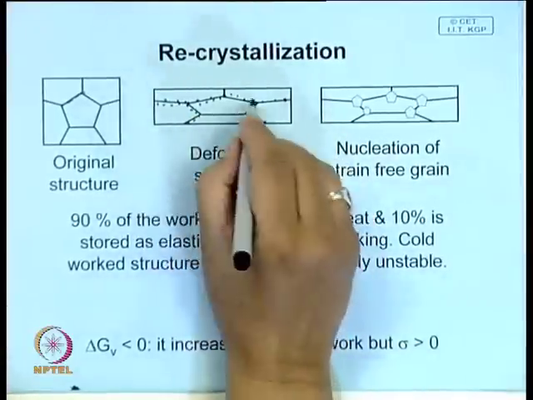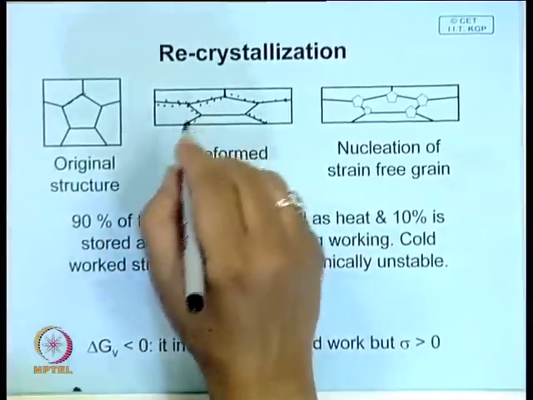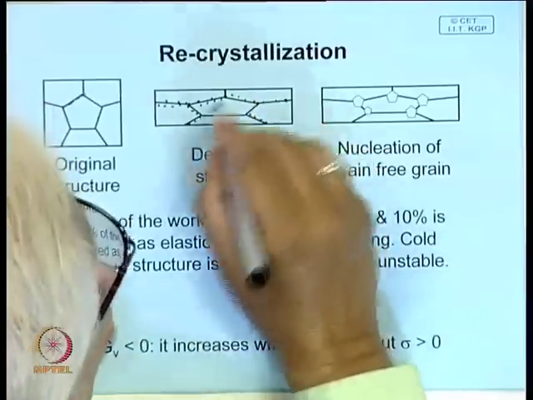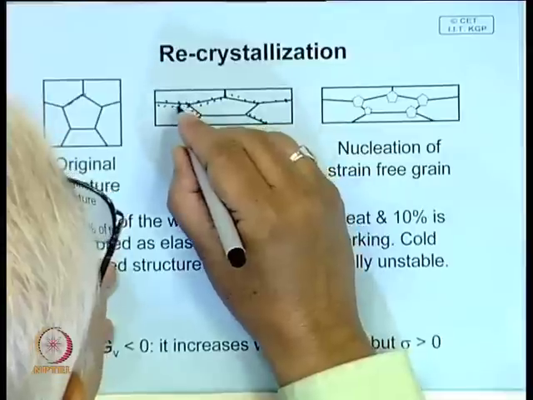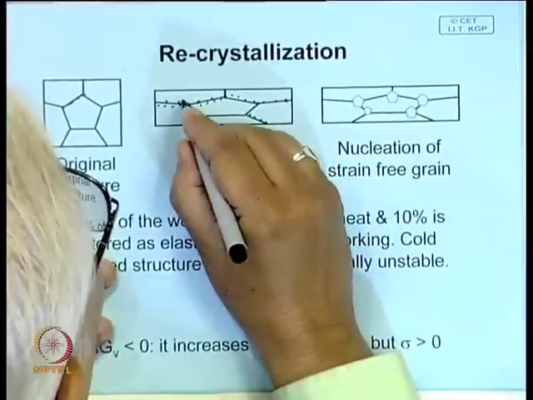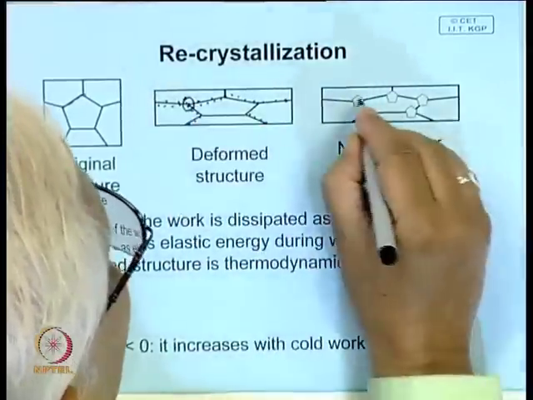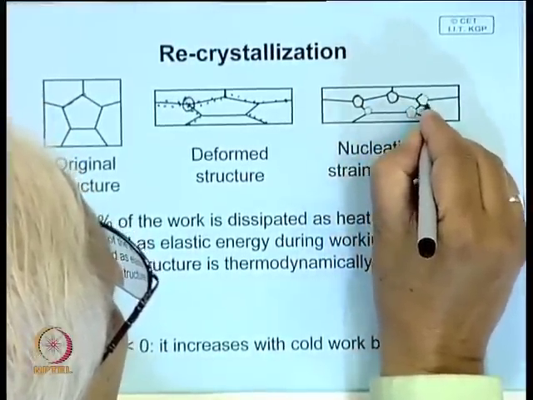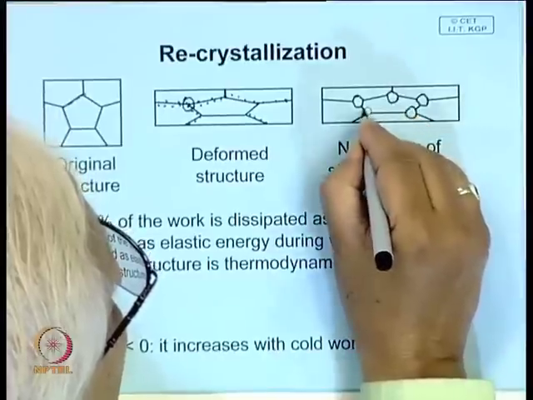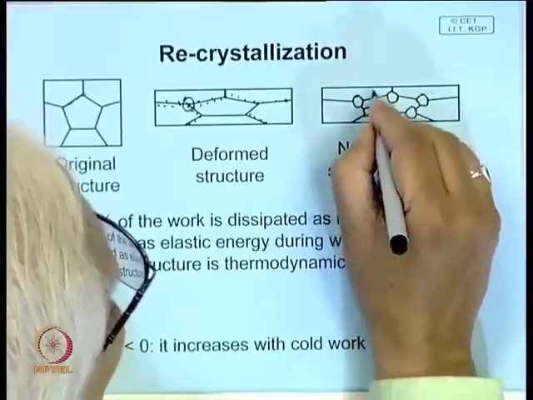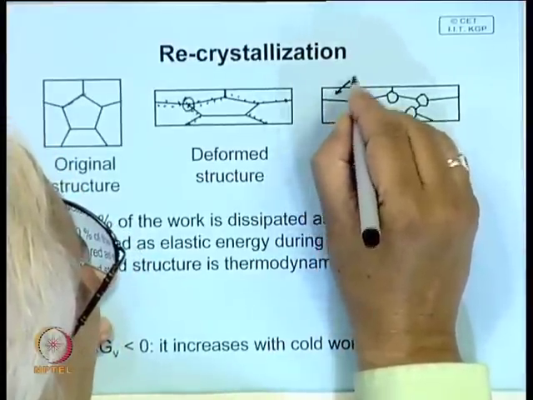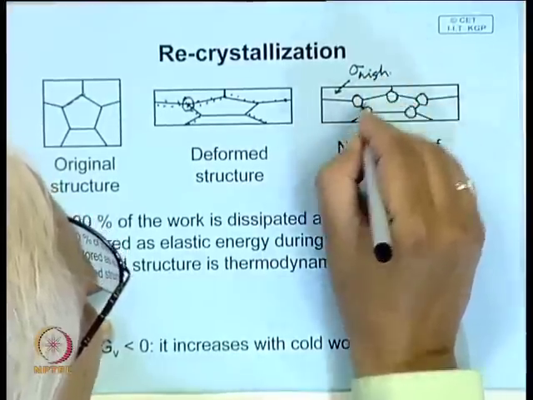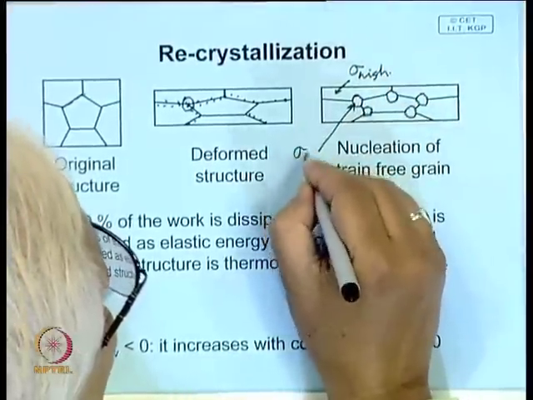Therefore, the material is in a highly unstable state, and if we heat the material or provide some amount of thermal activation, these worked grains are replaced by strain free grains. Some strain free grain nucleates here, like what is shown here. This is a strain free grain that nucleates, and these grains have a much lower strain. So, this cold work grain has high strength, whereas these recrystallized grains have low flow stress.